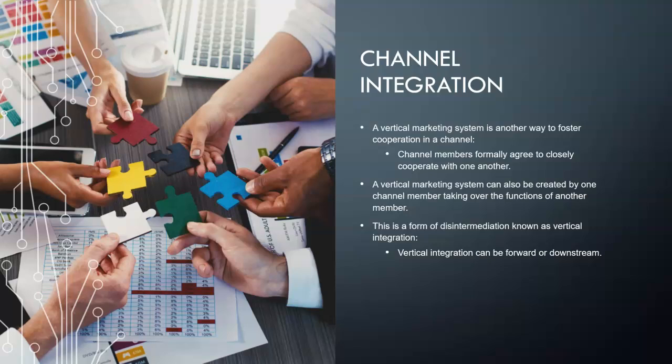Channel integrations. A vertical marketing system is another way to foster cooperation in a channel. And this is when members formally agree to closely cooperate with one another. A vertical marketing system can also be created by one channel member taking over the functions of another member. This is a form of disintermediation known as vertical integration. Vertical integration can be forward or downstream.